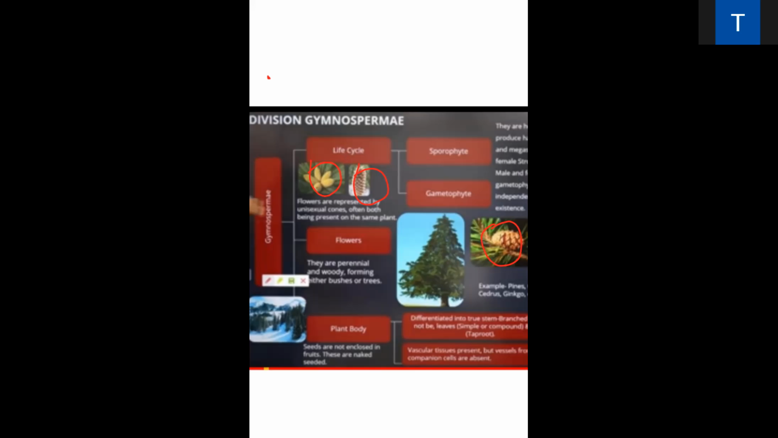Again, concentrate. Have you seen Cycas revoluta? Cycas revoluta is the most common plant found on the earth when dinosaurs were present on the earth, as a living fossil.